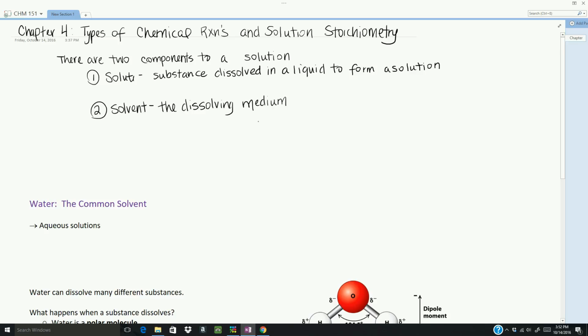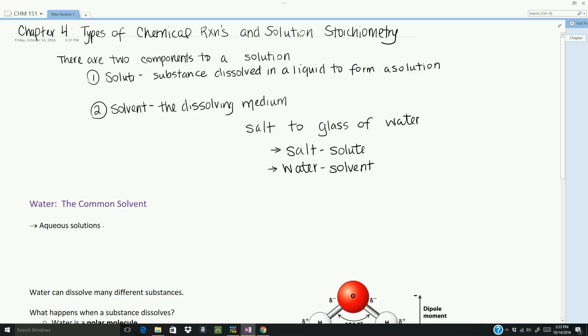So if you were to add salt to a glass of water and dissolve it, the salt is the solute because it's what's being dissolved, and the water is the solvent. Okay? So that's one example. Water is really the common solvent. It's used a lot as long as the substance can be dissolved in it.